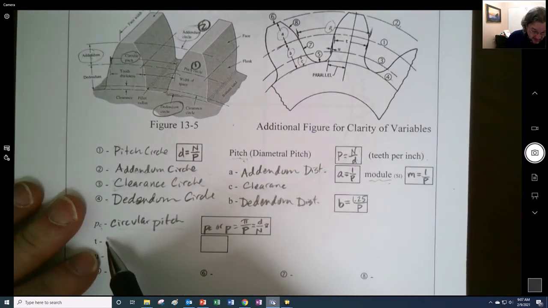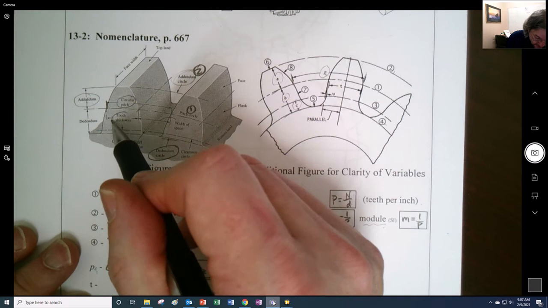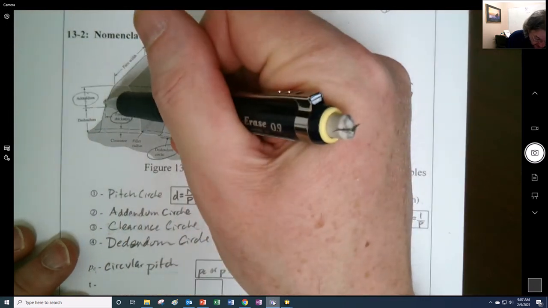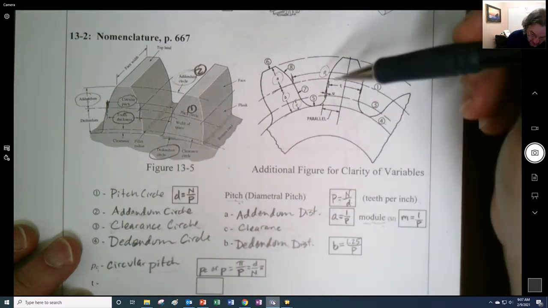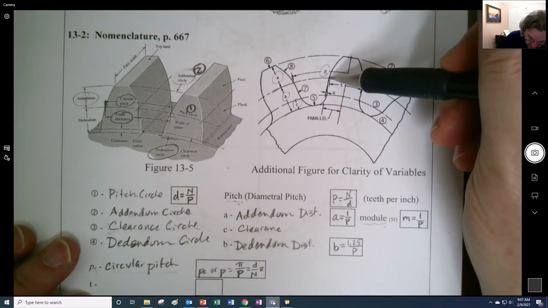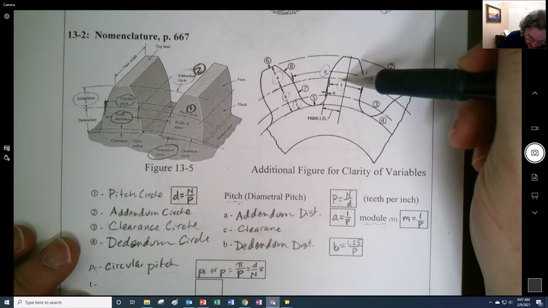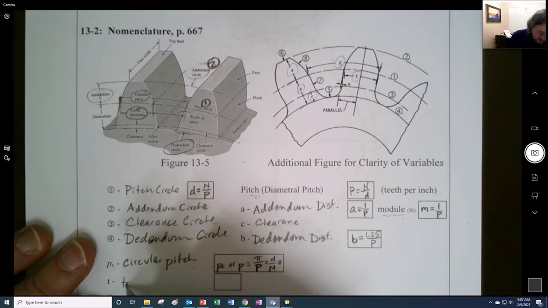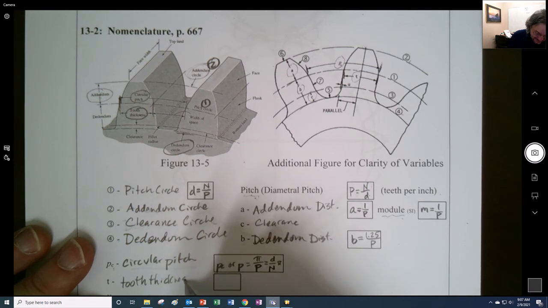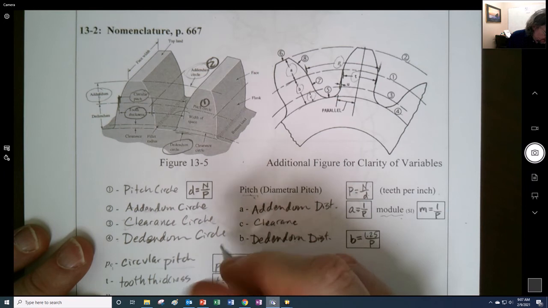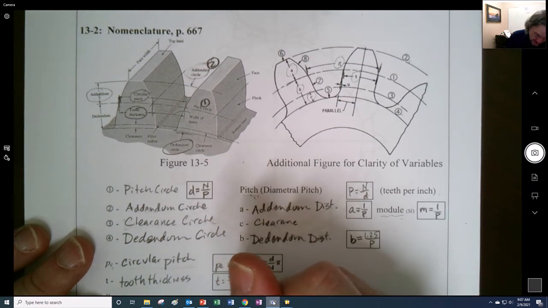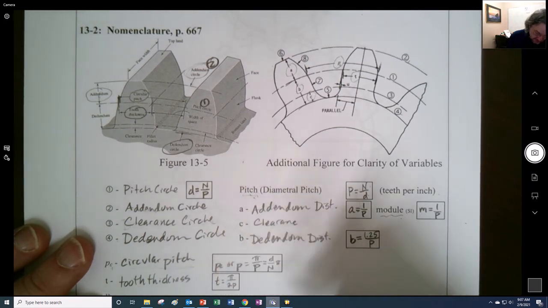And then we get the tooth thickness. The tooth thickness is right here, right? So right along, we're measuring it along the pitch circle. And so here you go right there. There's also the tooth thickness right in there. Now the most it can be for a tooth thickness is 1/2 of the circular pitch, right? But this is an approximation.